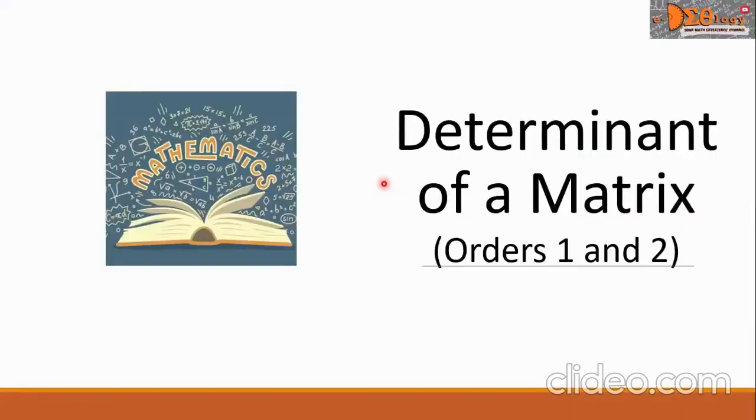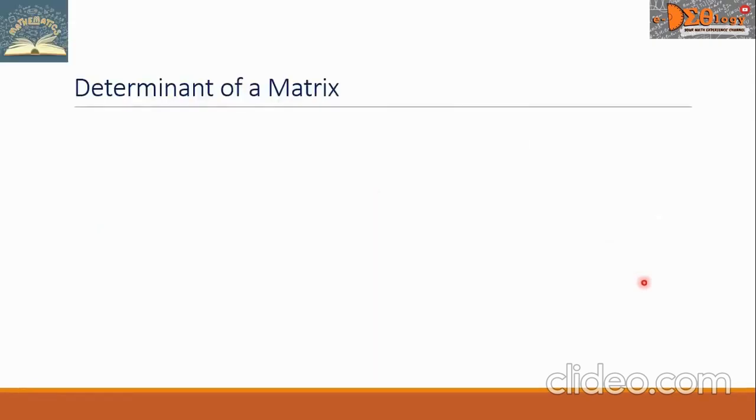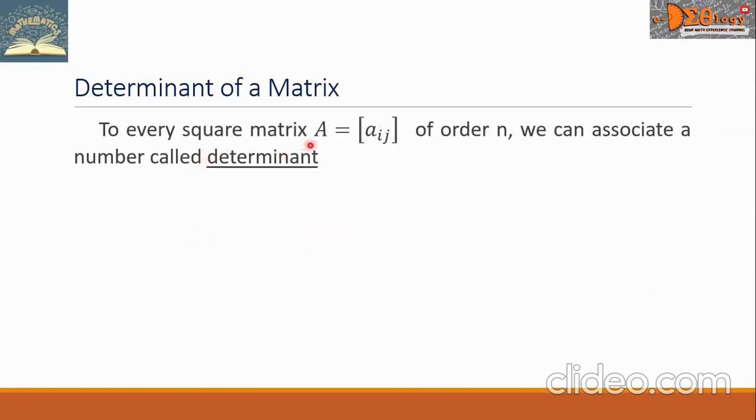Hi everyone. Today we're going to study determinant of a matrix for the square matrix with orders 1 and 2. To every square matrix capital A equals the matrix with element A sub ij of order n, we can associate a number called determinant, and it's denoted by this symbol. Capital A is enclosed in two vertical line segments, or det of A.